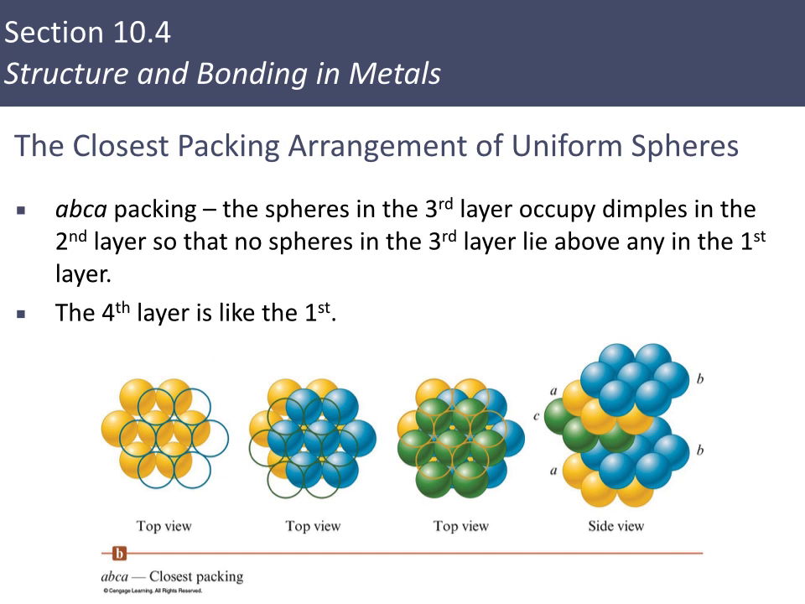You can also have an ABCA packing. In this situation, the spheres in the third layer occupy dimples in the second layer so that no spheres in the third layer lie above any in the first layer. And then the fourth layer would be like the first layer.